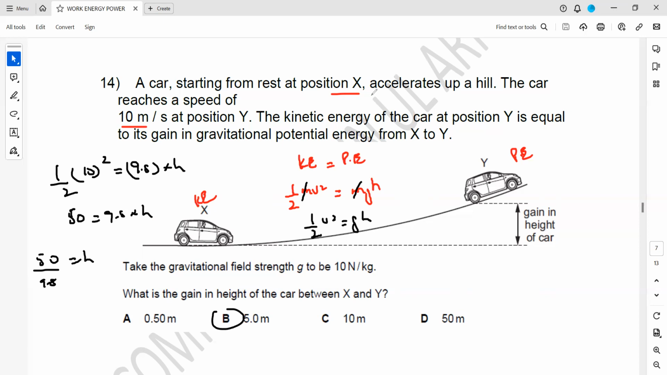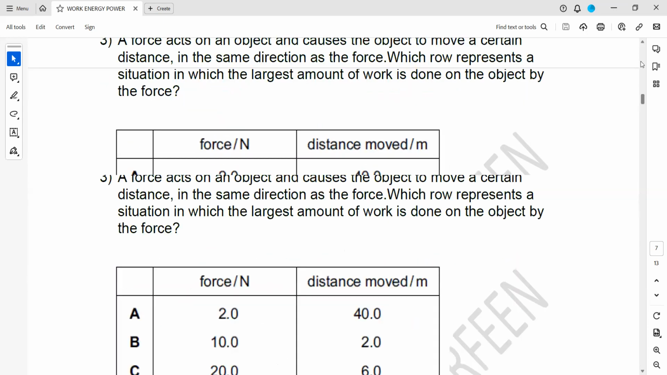So whenever there is no loss of energy, the kinetic equals the potential. So mass will cancel out with mass. So you don't need the mass for getting the speed. Is it clear, this one? Any question or doubt?